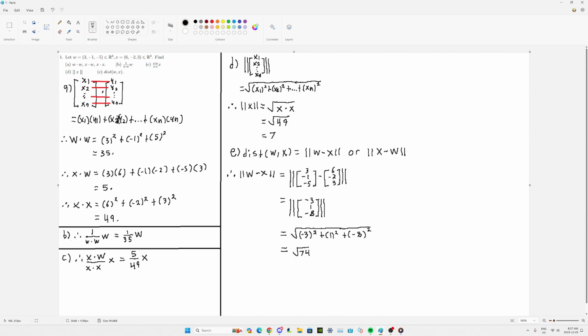Okay. Let w equal this, x equal this. They're both elements of R3. Find the dot product of w and x, w with w, and x with x.